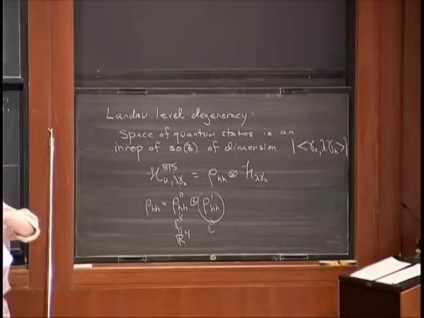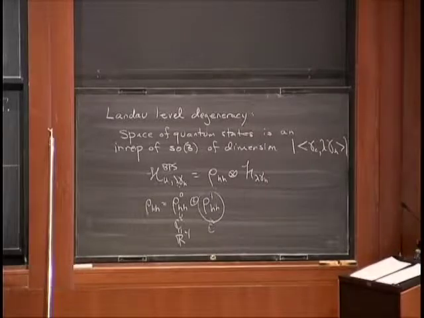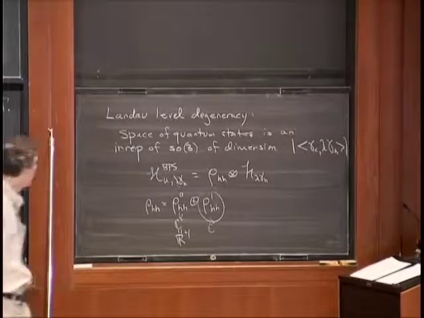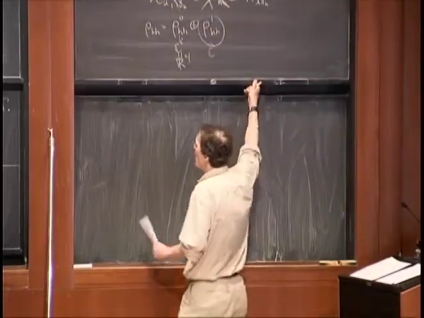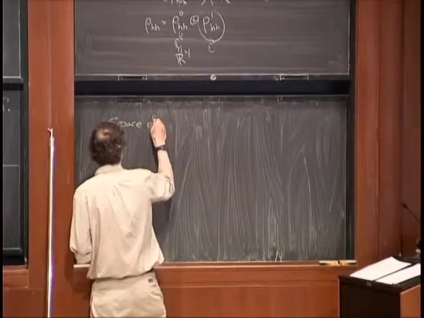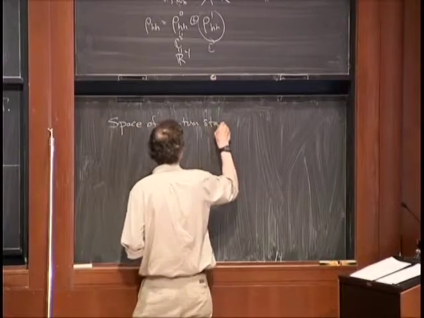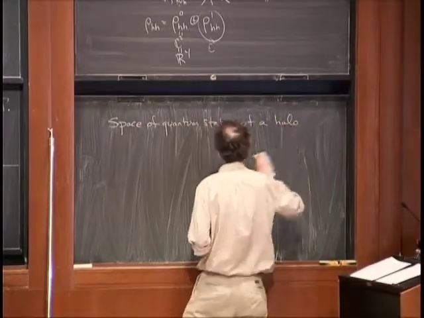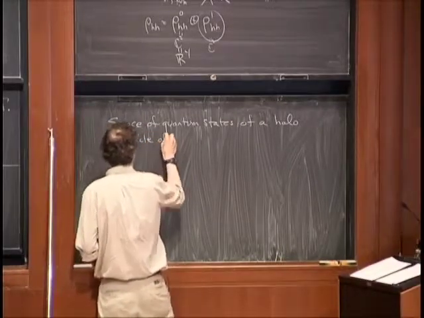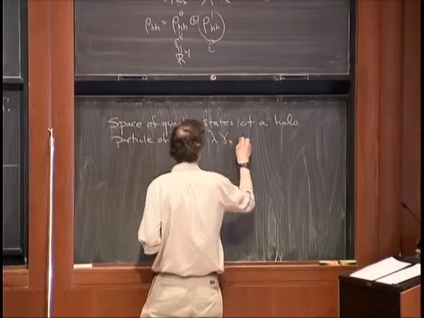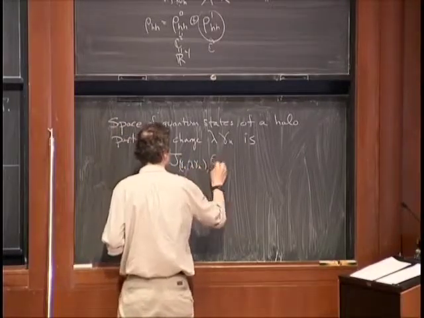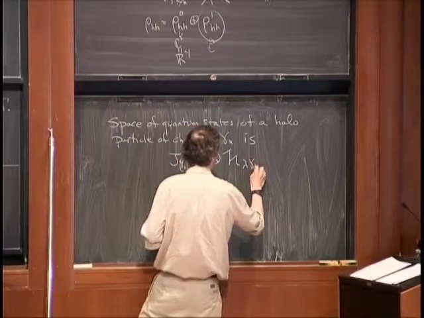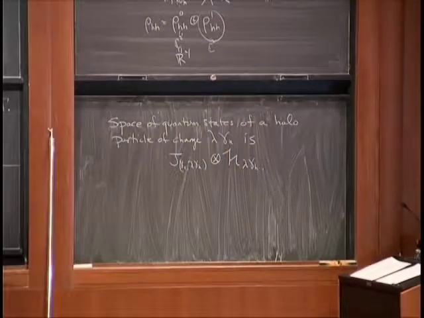Now, again, think about the electron in the field of a monopole. That spin degree of freedom is itself frozen. That spin must point radially inward. So the rho is completely frozen in this Landau level problem. And so the space of quantum states of a halo particle of charge lambda gamma H is J sub gamma C lambda gamma H times this internal space lambda gamma H. So that's some finite dimensional vector space.